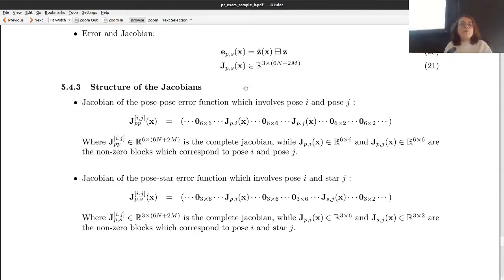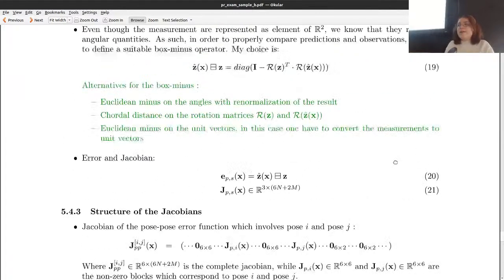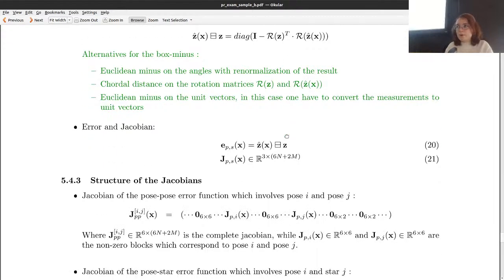At that point, once you have defined the methodology, once you have defined the domain of the state, the domain of the measurement, once you have said that you need the box plus and the box minus, and once you have defined the dimension of the Jacobian, then the problem is almost solved as far as the exam is concerned. Then, of course, the ideal solution is that you are also able to write down the prediction function and the proper box minus.